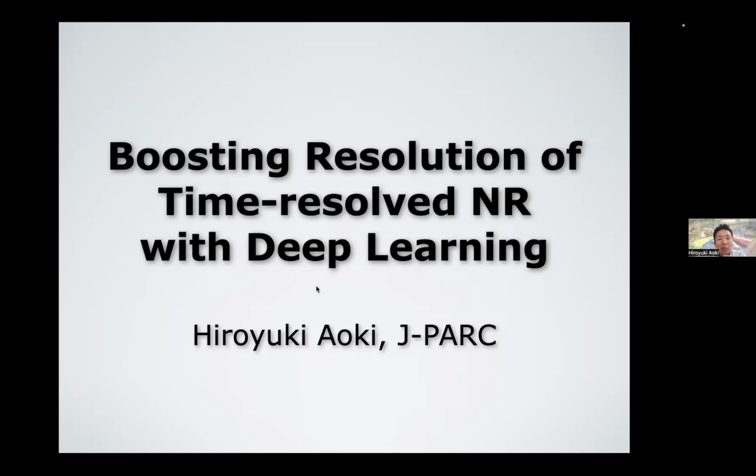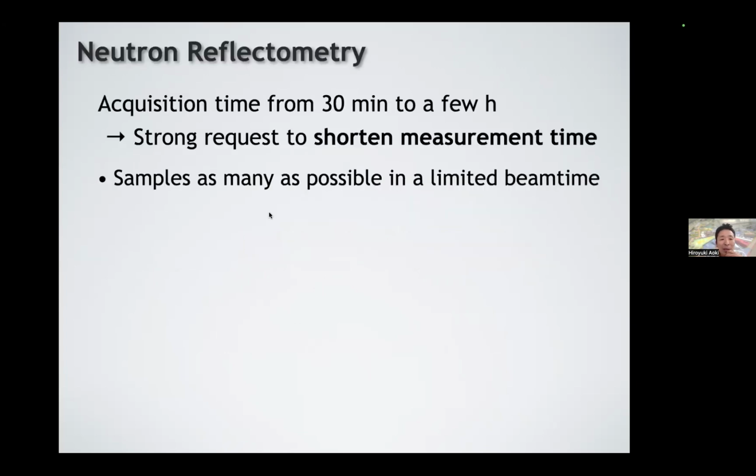I'm handling the data to remove the statistical noise from data taken in quite limited time by using deep learning. So in J-PARC, the typical data acquisition time is 30 minutes to a few hours. It's a little bit longer considering our limited beam time. So the users strongly demand that we shorten the measurement time.